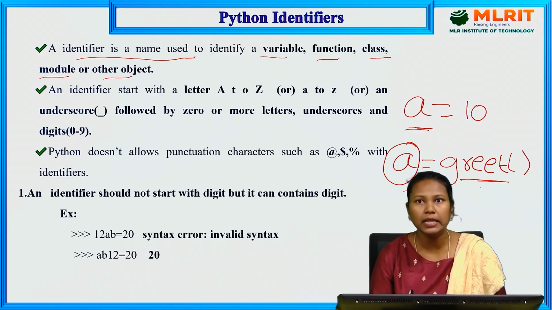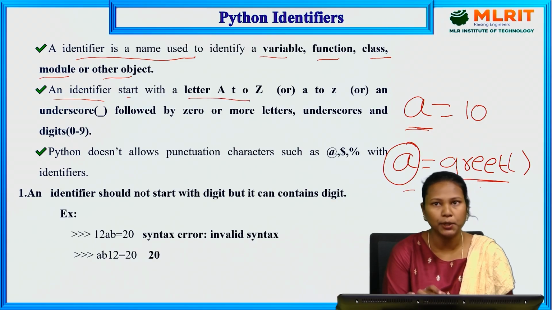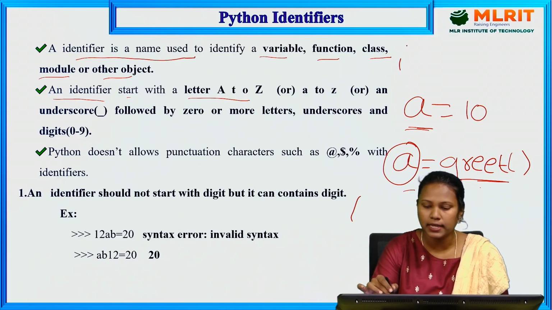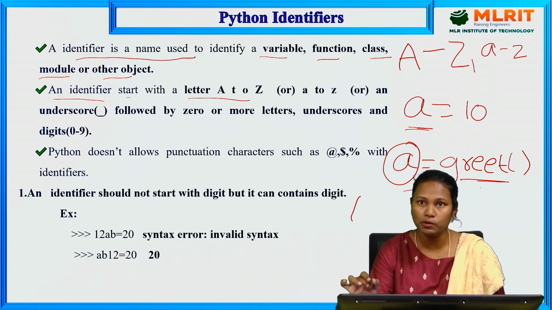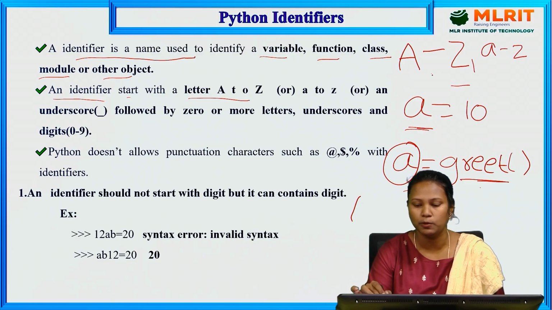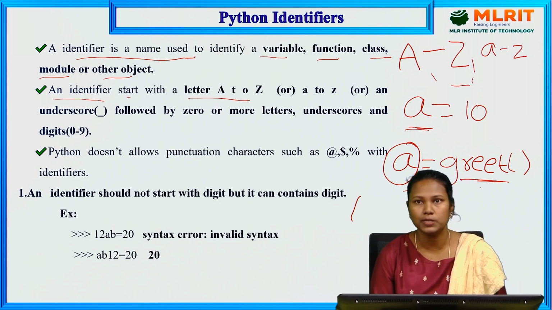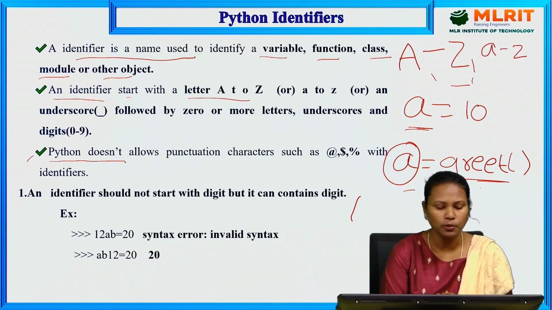If you want to define an identifier, we need to follow certain rules. Here an identifier starts with a letter A to Z. So to define an identifier, we use either capital letters A to Z or small letters A to Z. Or you can use one particular special character for defining the identifier, that is underscore. This is the first condition. We have to start with either capital letters or small letters, or you can use the underscore.